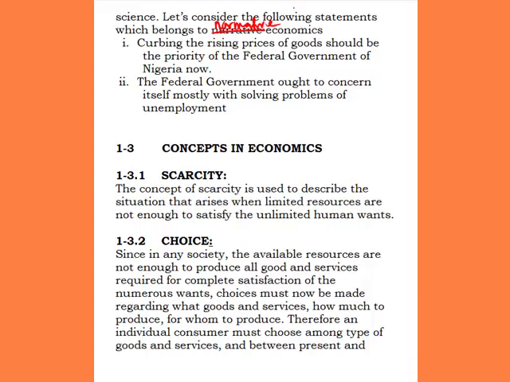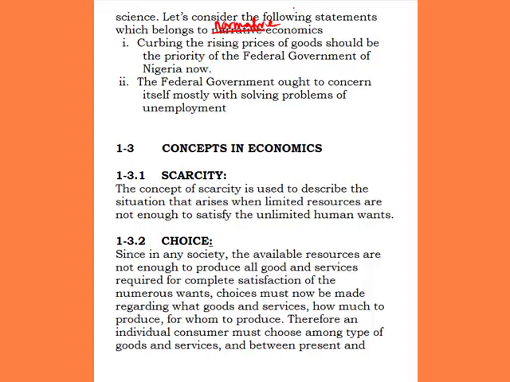The first one is that curbing the rising prices of goods should be the priority of the federal government of Nigeria. Now, this is a subjective statement. A civil servant can make this statement, because maybe the price of goods is increasing for him, and he believes that is what the government is supposed to be doing.